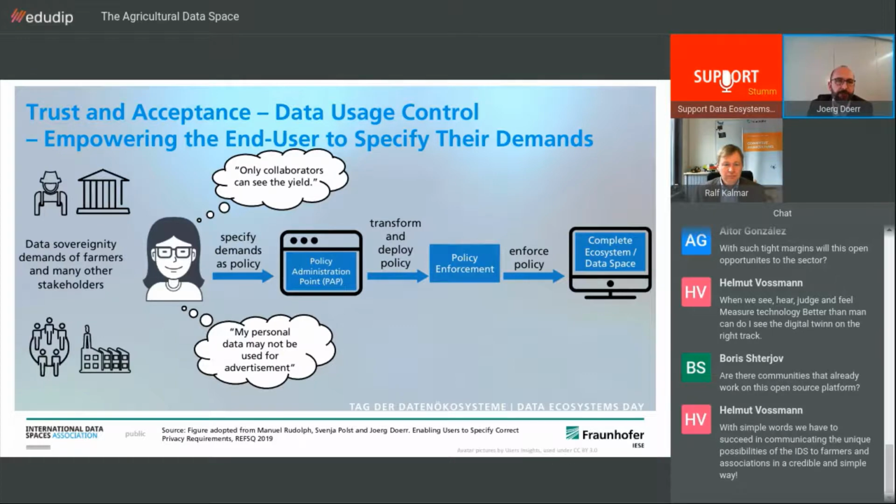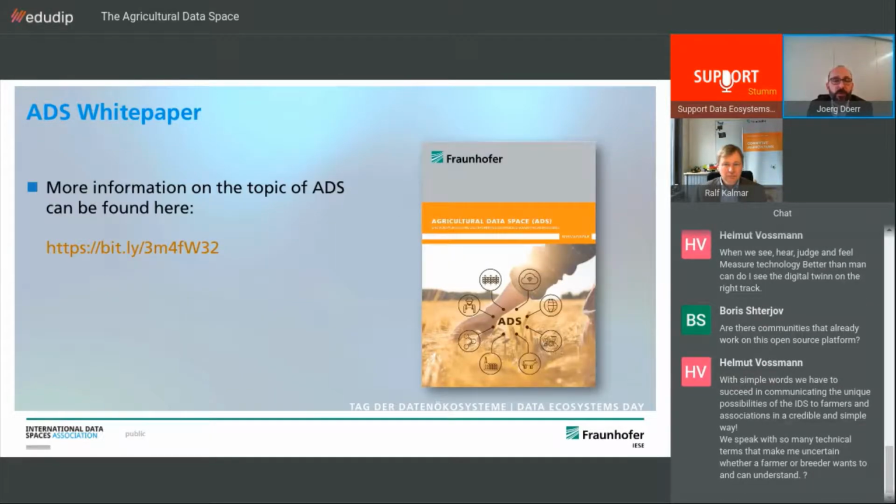If you want to learn more about this concept, we published it in a white paper. I think that's available in English and in German. It's the ADS white paper, and we just put a link here for that one. And I'm happy now to see questions arrived. Ralph, which questions and comments arrived here in the chat?